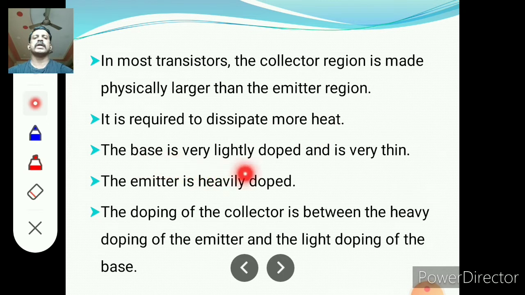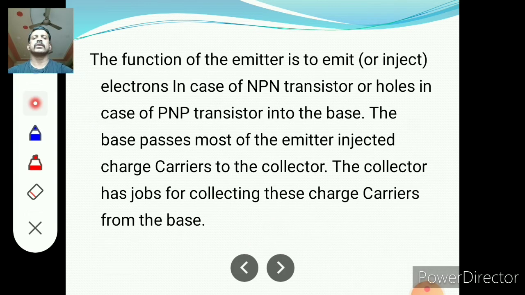The base is lightly doped and it is very thin. The emitter is heavily doped. The doping of the collector is between the heavy doping of the emitter and the light doping of the base. The function of the emitter is to emit or inject electrons in the case of an NPN transistor, and holes in the case of a PNP transistor. The base passes the injected charge carriers on to the collector. The collector's job is collecting these charge carriers from the base.